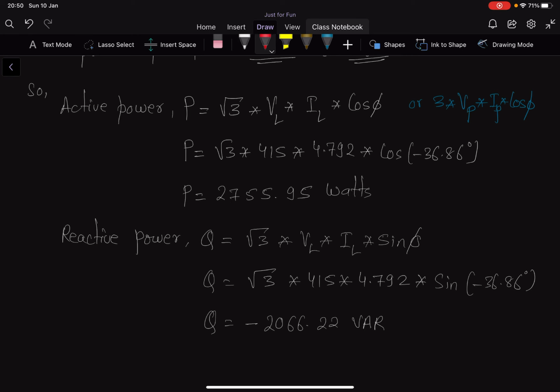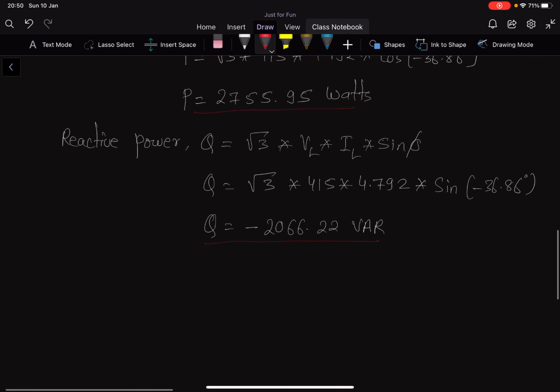All right, so we got active power, we got reactive power, and it says negative reactive power. Whenever reactive power is negative, that means it's consuming the reactive power.